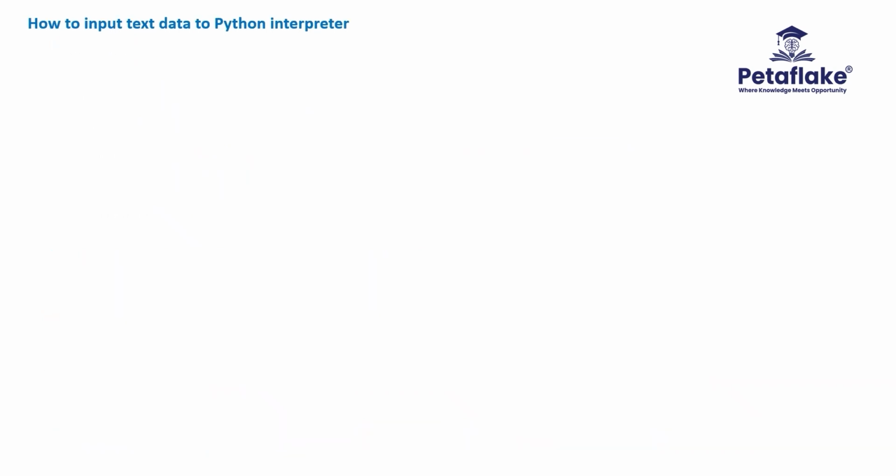Let's understand how to make Python interpreter understand text data. To make Python interpreter understand the type of values, we must follow some rules while providing the values to Python interpreter.